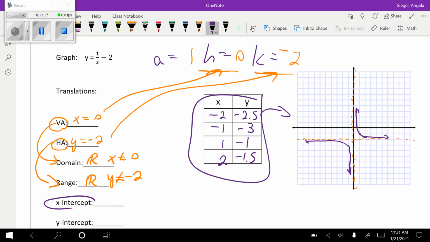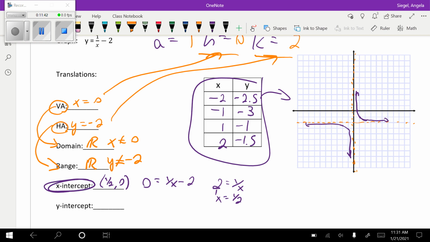Okay, so to remember to find the x-intercept, we're going to set y equal to 0 and solve for x. So let's see, I have 2 equals 1 over x, and so x is going to equal 1/2. So that is a proportion. So my x-intercept is (1/2, 0). Let's see if that makes sense. Yes, that makes perfect sense on my graph.